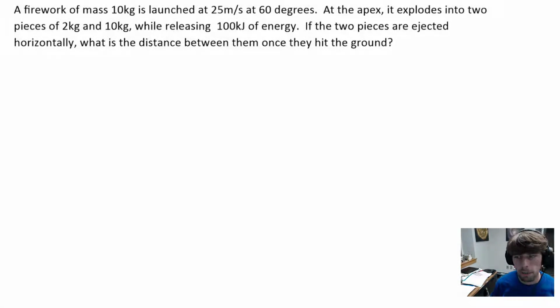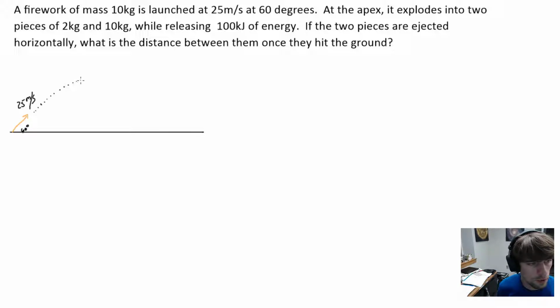Okay, welcome back for another fan favorite. And this one I call the fireworks problem. So a firework of mass 10 kilograms is launched into the air at 25 meters per second at 60 degrees. So right away, let's go. There's the ground. We're launching a firework this direction at 60 degrees and 25 meters per second. Think of it going up and coming down.